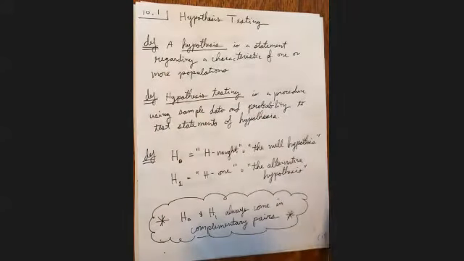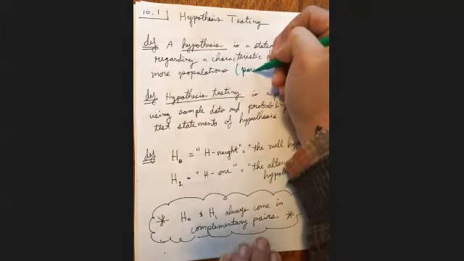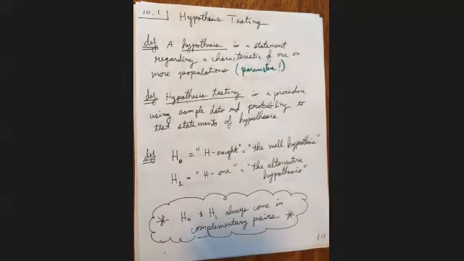So first definition, a hypothesis is a statement regarding a characteristic of one or more populations. All right, so a characteristic of a population. There's one main characteristic that we're interested in, which is parameters. So as statisticians, the characteristic of populations that we're interested in are parameters.